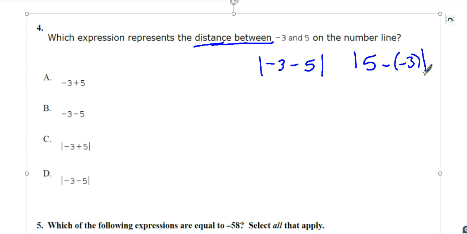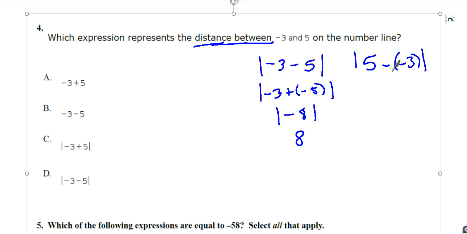So now I'm looking for the problems that demonstrate the same expression on the number line. So I have -3 minus 5. If I solve this problem, that's -3 plus -5. Absolute value of that. -3 plus -5 is -8. So I need the absolute value of -8. The absolute value of -8 is +8.